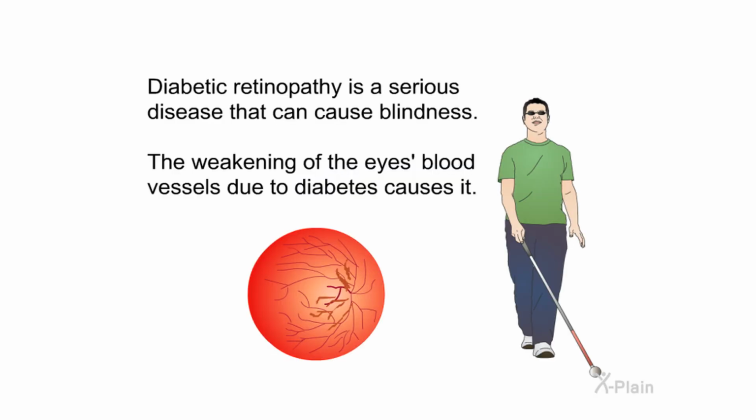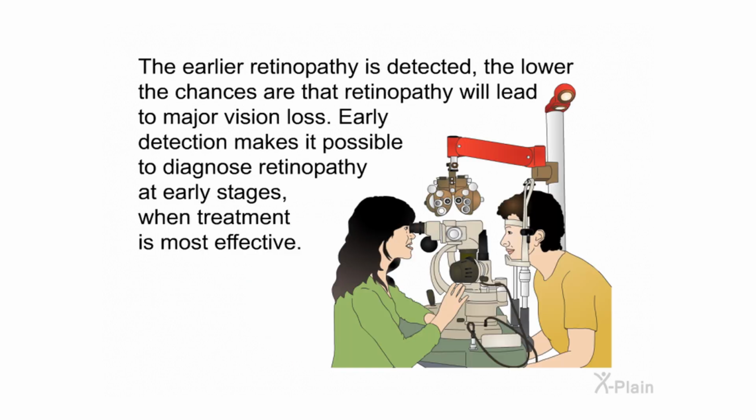Summary. Diabetic retinopathy is a serious disease that can cause blindness. The weakening of the eye's blood vessels due to diabetes causes it. The earlier retinopathy is detected, the lower the chances are that retinopathy will lead to major vision loss. Early detection makes it possible to diagnose retinopathy at early stages when treatment is most effective.